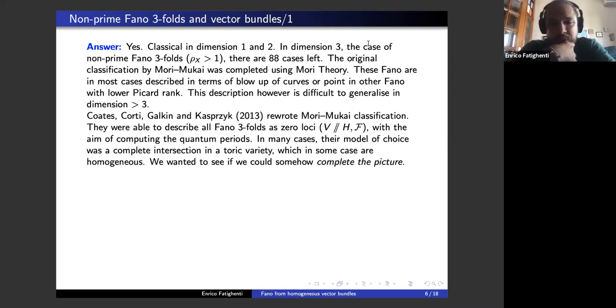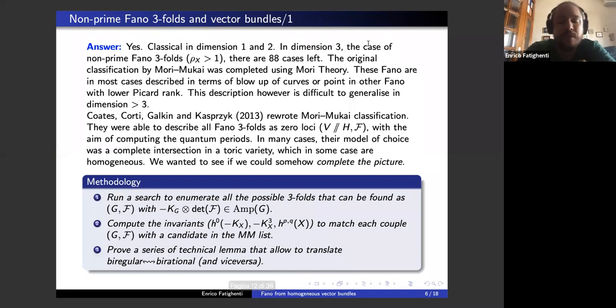And then if we do a little time jump and we get to 2013, Coates, Corti, Galkin, and Kasprzyk were able to rewrite the Mori-Mukai classification. And basically, they were able to describe all Fano threefolds as zero loci in some GIT quotient. And their aim was to compute the quantum periods. And this is a fancy language, but in many cases, and this was kind of the point of their paper, their model of choice was in fact a complete intersection in a toric variety. And in some sense, we wanted to see if we could somehow complete the picture. So we wanted to find the most general language to describe all of them.